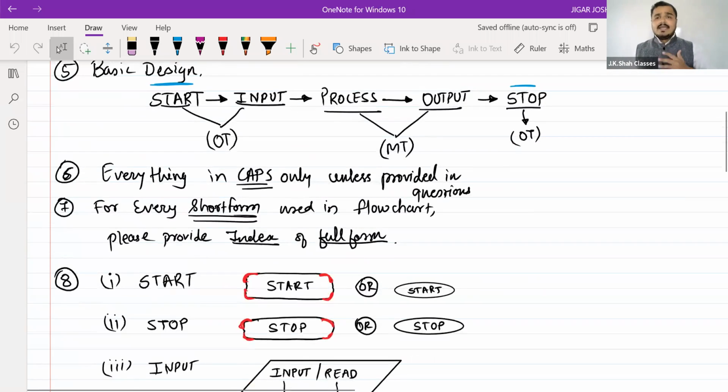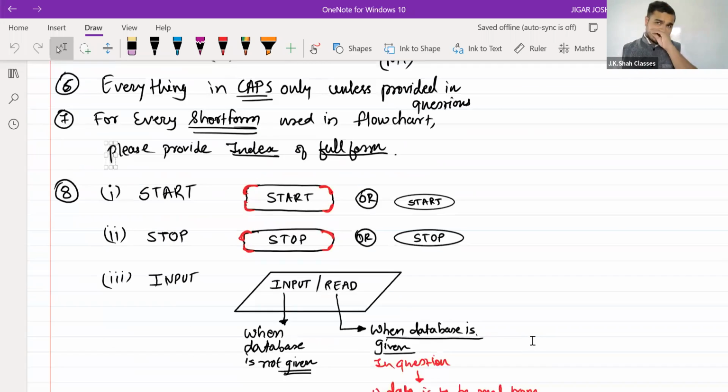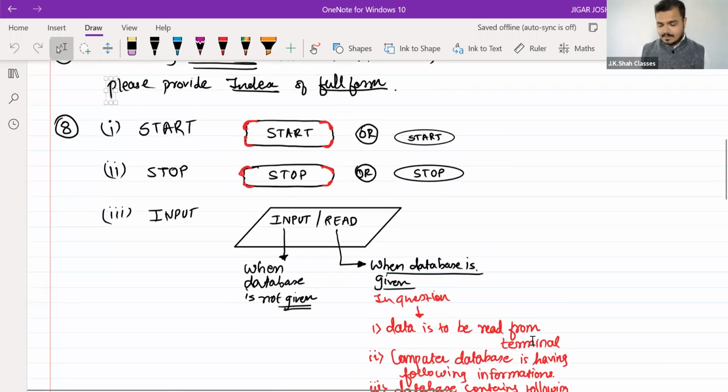Unless otherwise specified in a question, everything is required to be in capital letters only. We will not write anything in small letters unless provided in small letters in our question or in an examination. Understood? Then whenever we use any short form, we should remember to write down the proper index for it, that is, the full form. Agree?